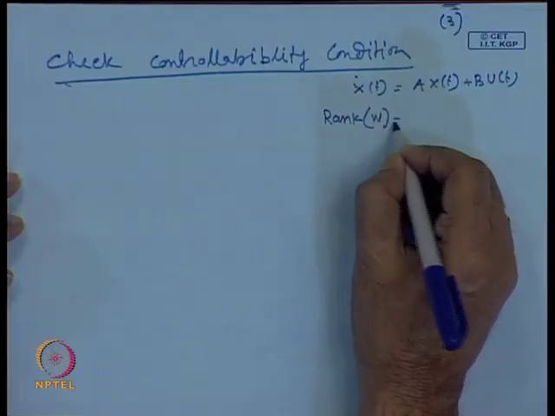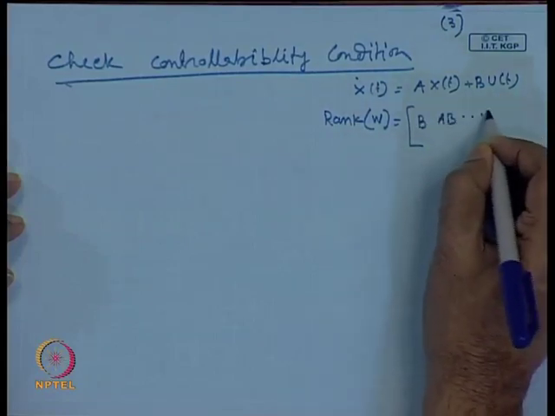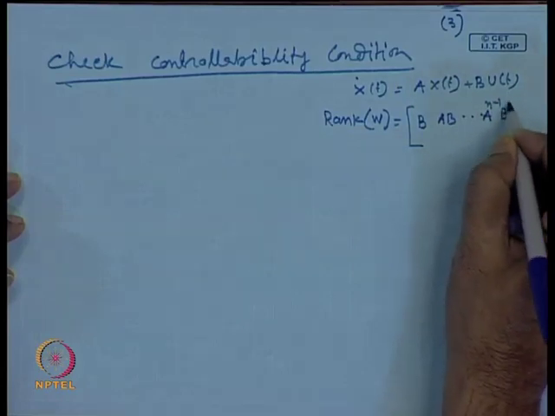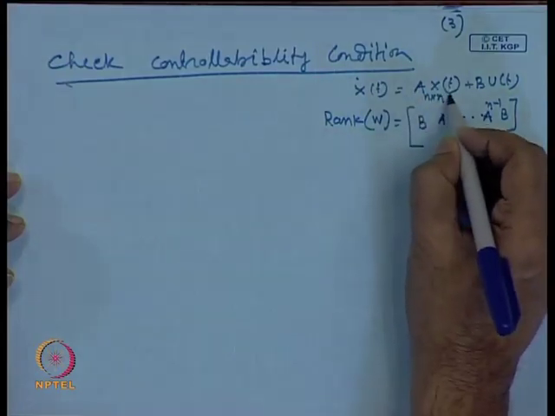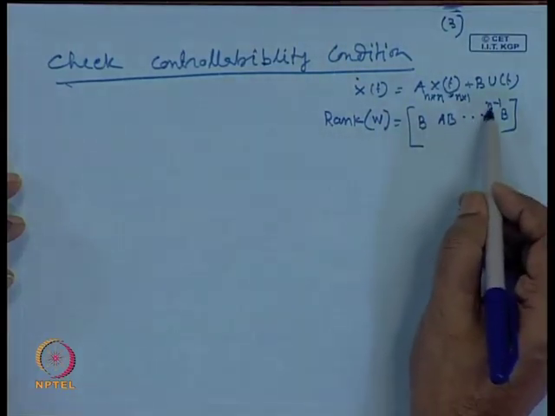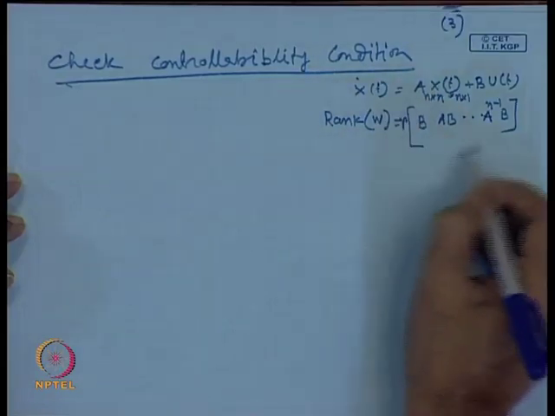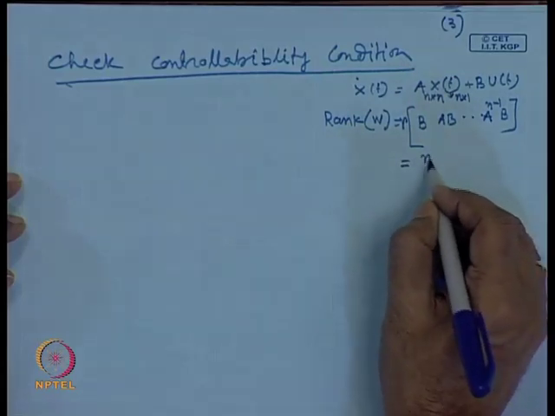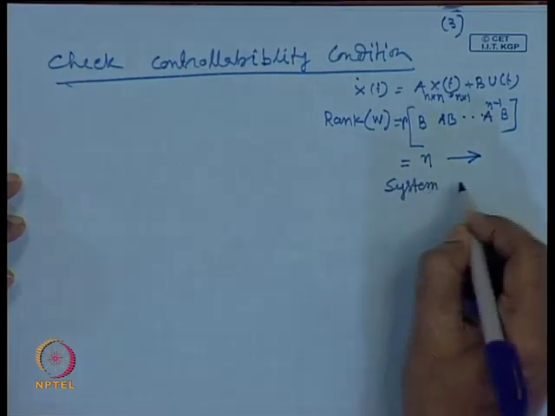We can check whether the system is controllable or not by finding the rank of a matrix, let us call the matrix W. How will you form it? B, A B, and so on up to A to the n minus 1 times B. Here A is an n cross n matrix and the system has n states, so you form the matrix up to A to the n minus 1 into B. Find out the rank r of this matrix. If the rank of the matrix is n, this implies the system is completely controllable.